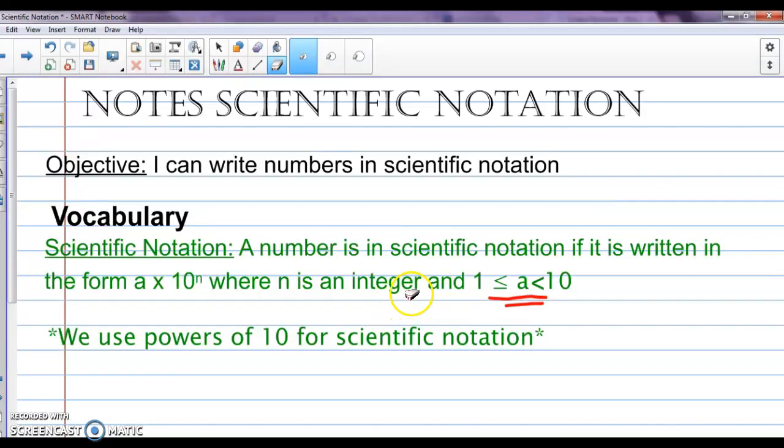So what do we know about scientific notation? A number is in scientific notation if it is written in the form of a times 10 to the nth power, where n is an integer and a is greater than or equal to 1, but less than 10. We use powers of 10 for scientific notation.